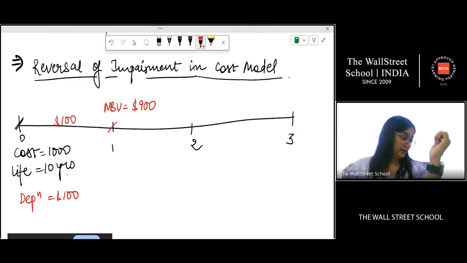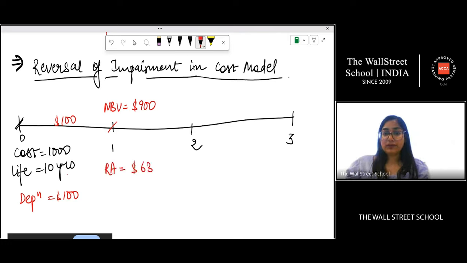900. Let's say in year two also, in year two, the net book value was how much? 900. And the recoverable amount is $630. Is there any impairment that has happened during the year? This is the carrying amount. Net book value is 900 and the recoverable amount is 630. Whenever carrying amount is higher than the recoverable amount, that means there is an impairment that is charged. So what is the amount of impairment over here? 270 will be the impairment that I'm charging.